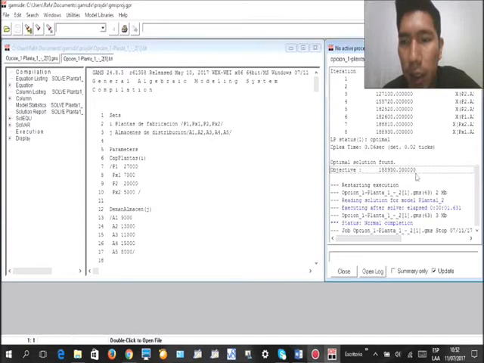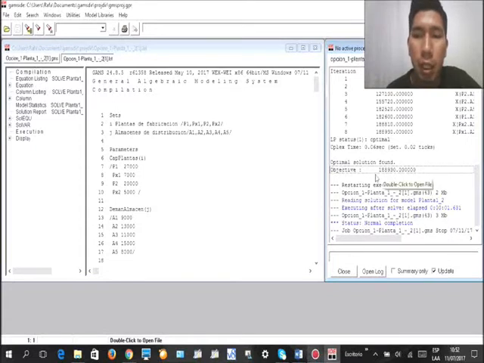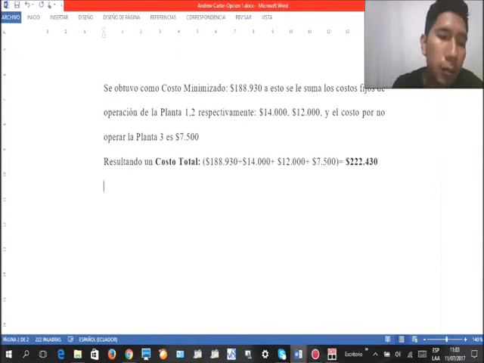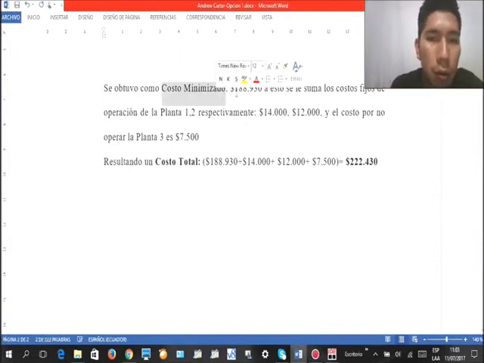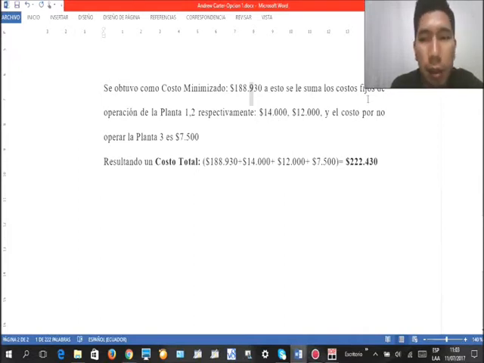We can see the minimum cost is 188,930. It is the minimum cost. In GAMS, I got the minimum cost is $188,930. Also, there are the fixed costs of plants 1 and 2.